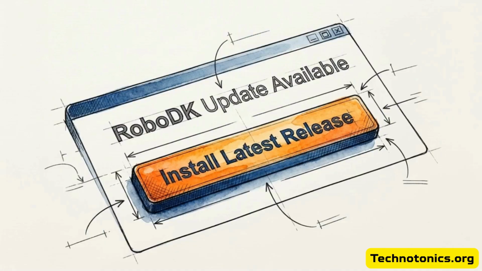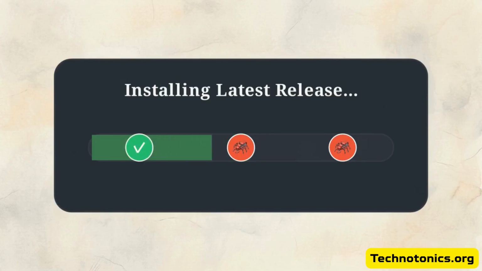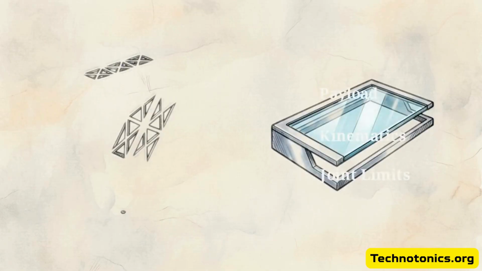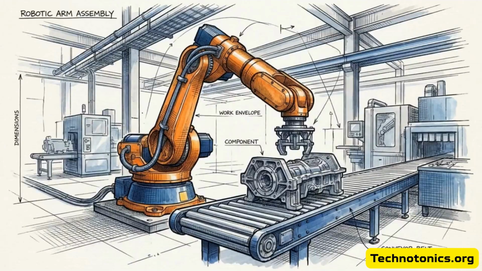Updating RoboDK to the latest release ensures you have the current bug fixes and guarantees the features we are about to use function exactly as intended. A simulation is only as reliable as its baseline parameters. Locking down this setup phase guarantees a safe, accurate deployment on the actual factory floor.